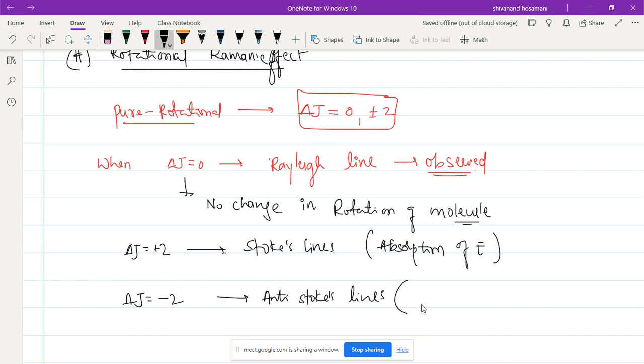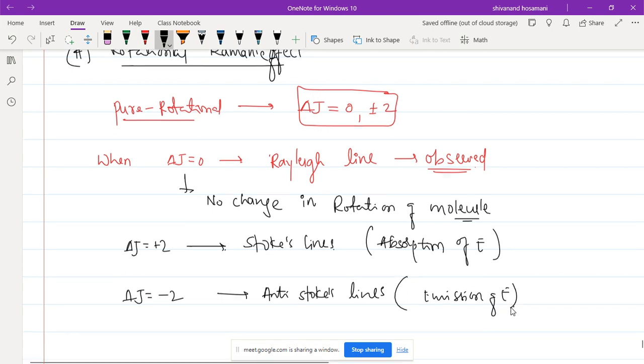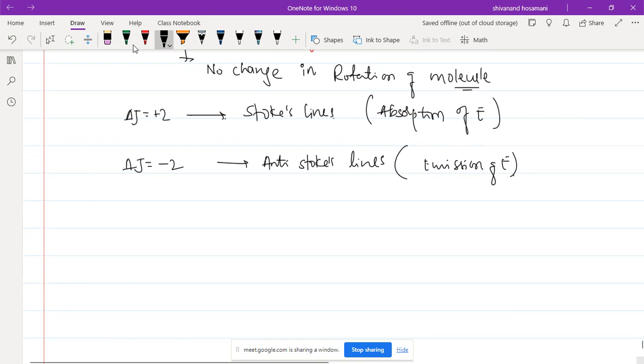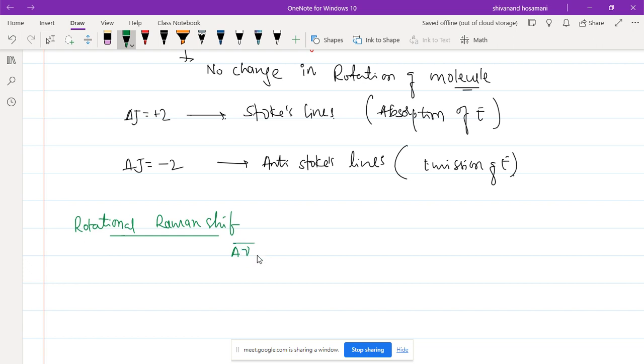So we call that part anti-Stokes lines, which is going to be treated as emission of energy. Therefore, if you calculate the rotational Raman shift, the rotational Raman shift is given by delta nu bar of Raman equal to plus or minus 4B times J plus 3 by 2, where J goes from 0, 1, 2, 3. So this is the shift.